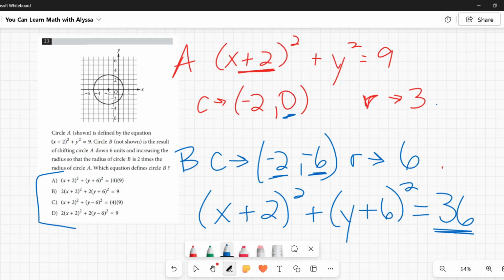So I already know that these two are out, the ones that just say 9. Now let me look at those others very carefully. I see x plus 2 for both of them. Here's the difference. One is plus 6, one is minus 6. So we're going to very cautiously and carefully look, and plus 6, A, is the right one.